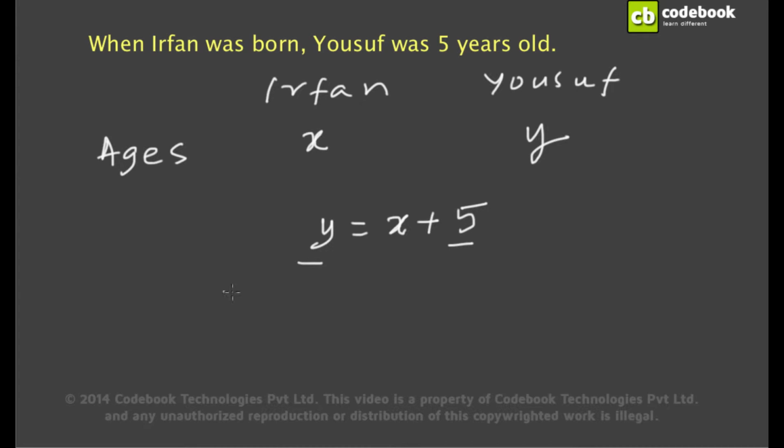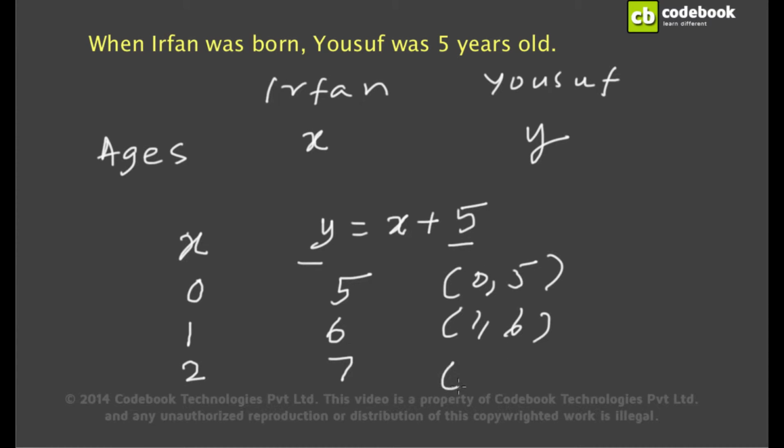So let's look at some possible values. When Irfan was born, his age is 0, pretty much. So y would be 0 plus 5, which is 5, which is exactly what the statement above is stating. When Irfan was 1 year old, Yusuf is 6 years old. When Irfan is 2 years old, Yusuf is 7 years, because 2 plus 5 is 7. So now let's plot this graphically. We actually have 3 points, (0, 5), (1, 6) and (2, 7). So we can take any 2 of these points and draw a straight line. So let's look at it.